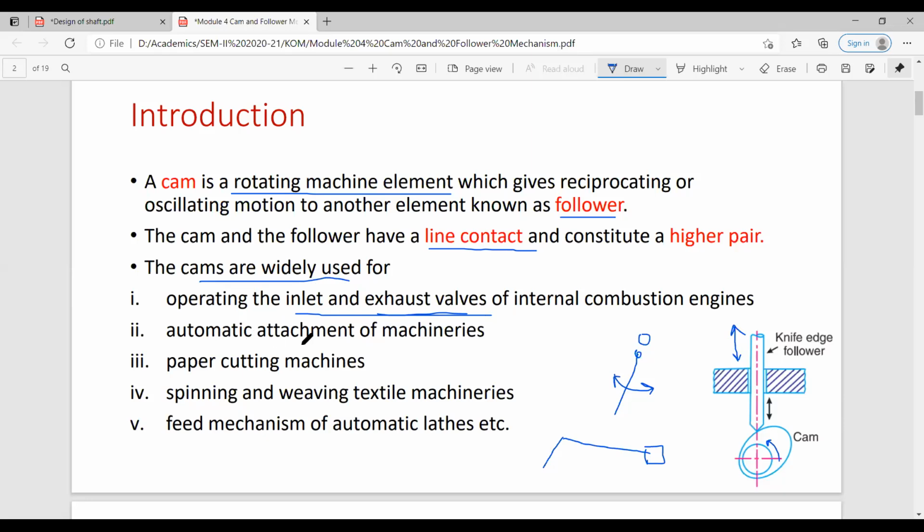Next is automatic attachment of machineries. In order to automate different processes, cams and followers are used. They also find application in paper cutting machines, spinning and weaving textile machineries, feed mechanism of automatic lathes, etc. I will show you a video so you can have a clear idea.